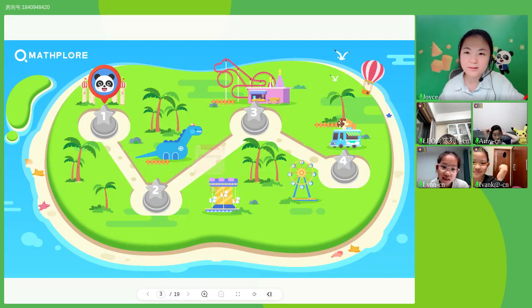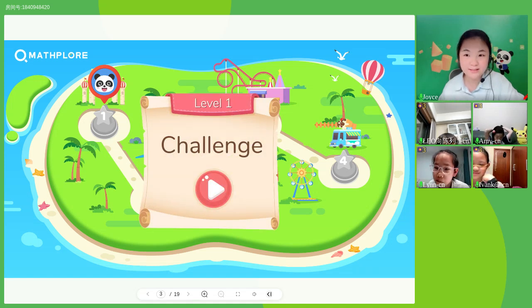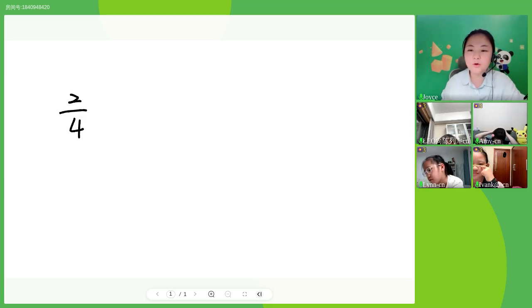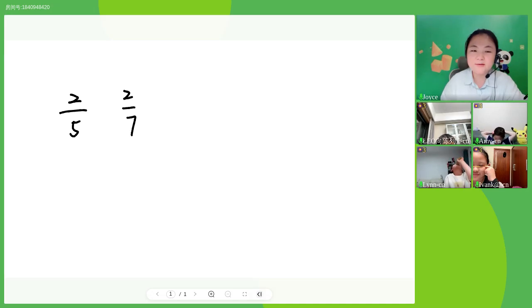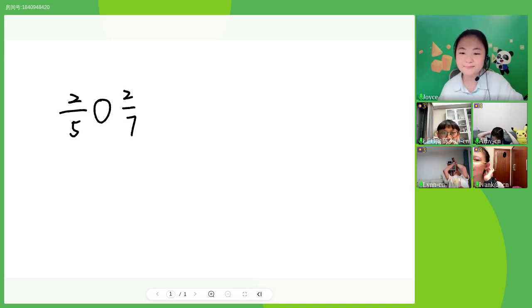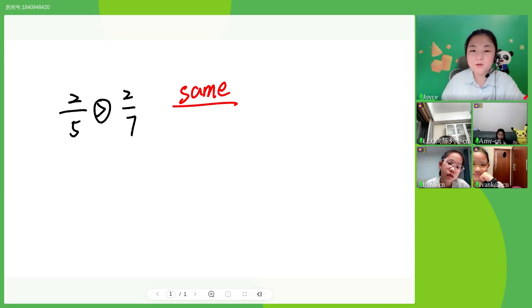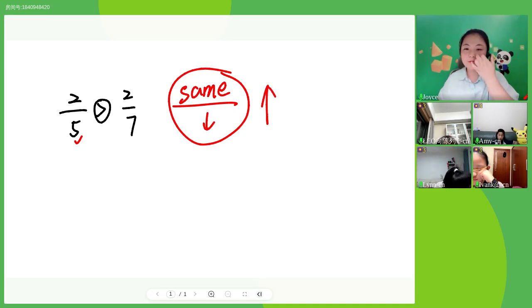Okay, so let's see, everyone. The first part, we're going to do a lot of practice about how to compare and order fractions. But let's review the 2 very important methods to compare them. For example, if we have 2 over 5 compared with 2 over 7, can you tell me which fraction is greater? 2 over 5, right? Why, guys? Because when the numerators are the same, the denominator is smaller, and this whole fraction is greater, right?